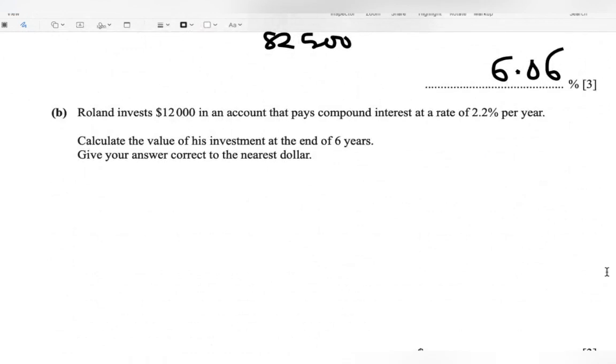The next one will be: Roland invests $12,000 in an account that pays compound interest at a rate of 2.2% per annum. Calculate the value of his investment at the end of 6 years. Give your answer correct to the nearest dollar. So with compound interest, we calculate the value of his investment, which is the amount he will receive at the end of 6 years. The money invested is the principal, so P is equal to 12,000. That's the money Roland invested.